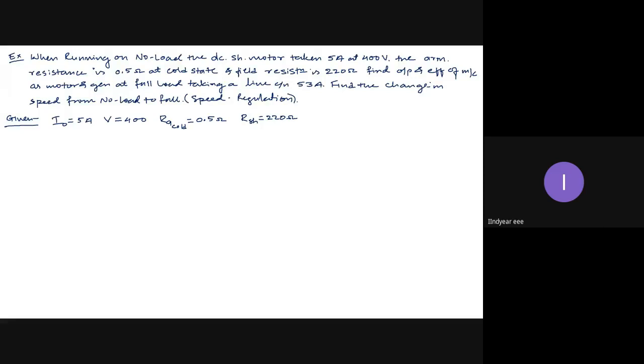Find output and efficiency of the machine as a motor at full load taking a line current of 53 amperes. So my IL is 53 amps for both motor and generator. What I have to find is the efficiency of motor, obviously at full load, so I don't mention it, efficiency of generator and speed regulation. So these three things I have to find out. At the very first, I should be finding what is the hot resistance.